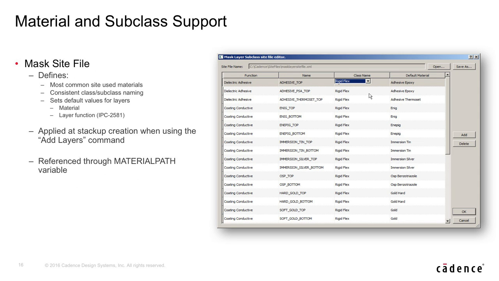So the mask site file, as you see here, defines a function. Now the function is an attribute driven by IPC-2581 that helps the manufacturer understand what that particular layer is designated for. Next is a name that sets the common subclass that could be used from design to design, as well as the class that that subclass is listed in, and then the default material for that particular subclass layer. This site mask file is located in the same location as a material.dat file through the material path environment setting.